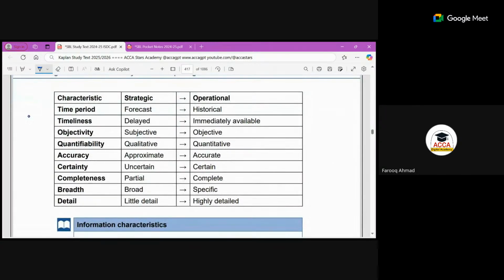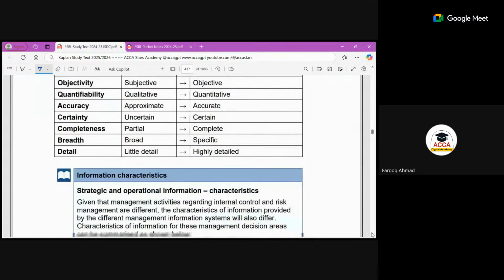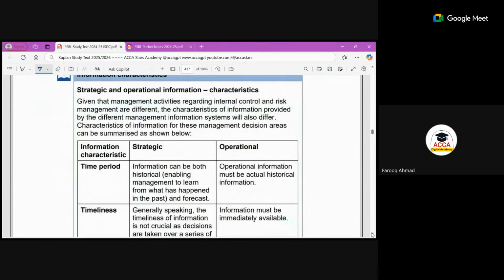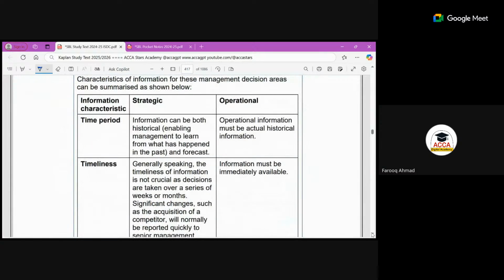These are the time periods: forecast, historical. These are the strategic and operational characteristics, and all the details are mentioned in this table. Information characteristics, so time period information. What is the strategic and operational? Let's take one.